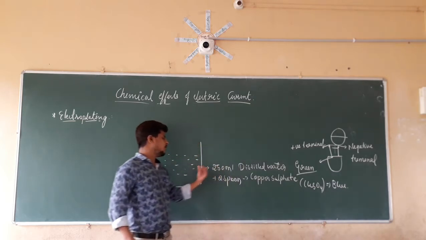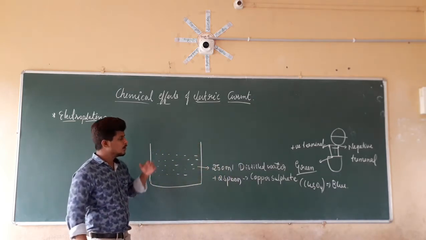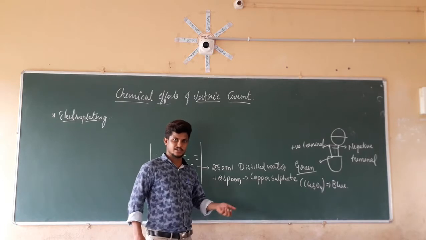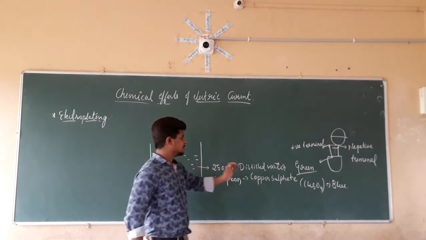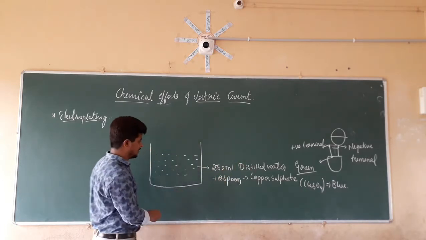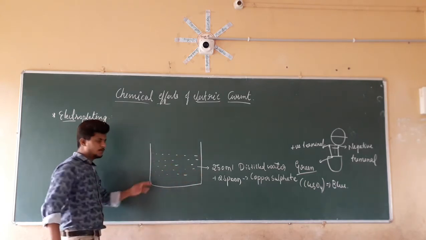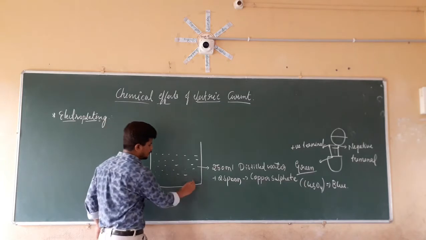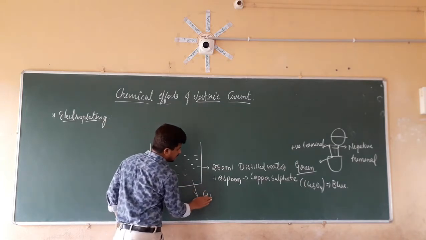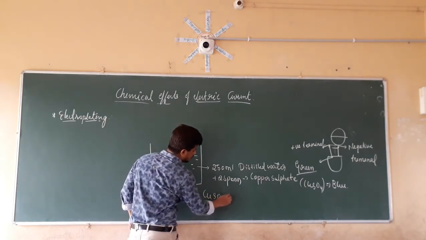So when you add that copper sulfate into this water, it becomes copper sulfate solution. It becomes a salt solution. That is nothing but copper sulfate solution. When you add a spoonful of the copper sulfate, it becomes copper sulfate solution. Now this is the copper sulfate solution.